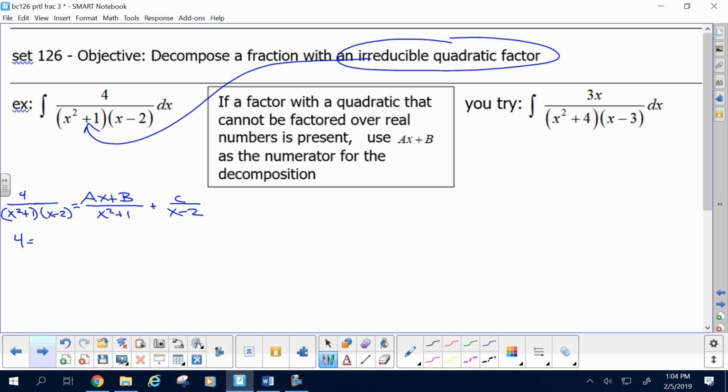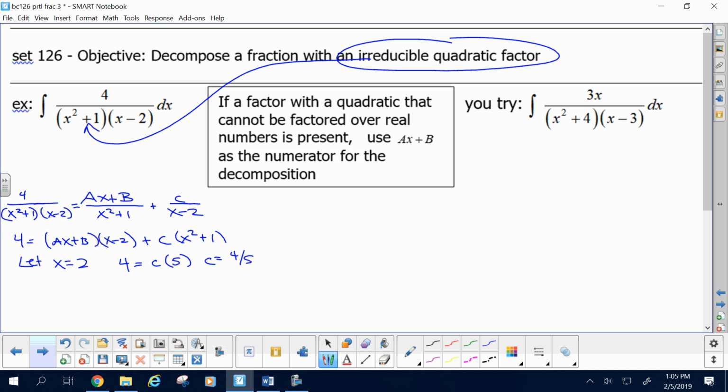4 equals the sum (Ax plus B) times (x minus 2) plus C times (x squared plus 2), if we clear the fractions. What shall we let x equal? 2. If x equals 2, then 4 equals C times 5. So C is 4/5. All right?